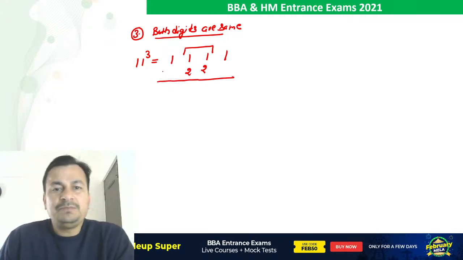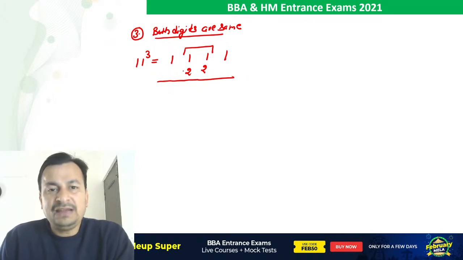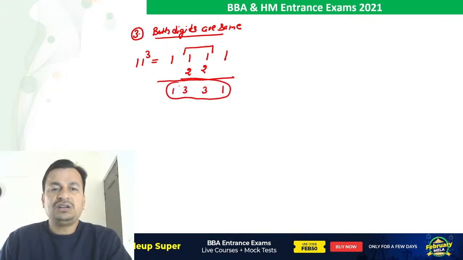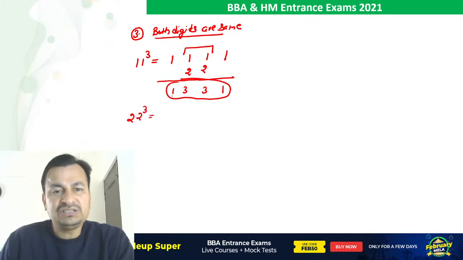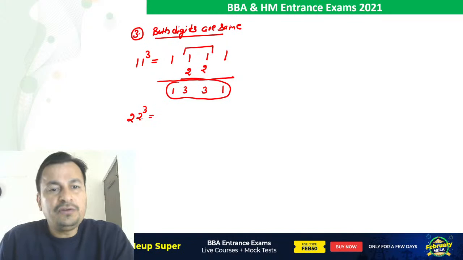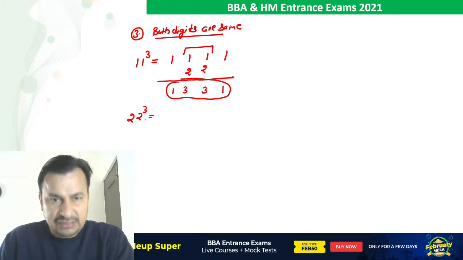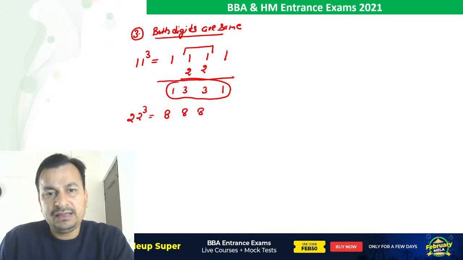categories, we will simply add these two numbers, and while adding we will focus upon only the unit digit or unit place number. So 1, 1 plus 2, 3, 1 plus 2, 3 and 1. So what is the cube of 11? Cube of 11 is 1331. Let's take another example. If we want to calculate the cube of 22, first we will write the cube of 2 4 times. The cube of 2 is 8, 8, 8, 8.